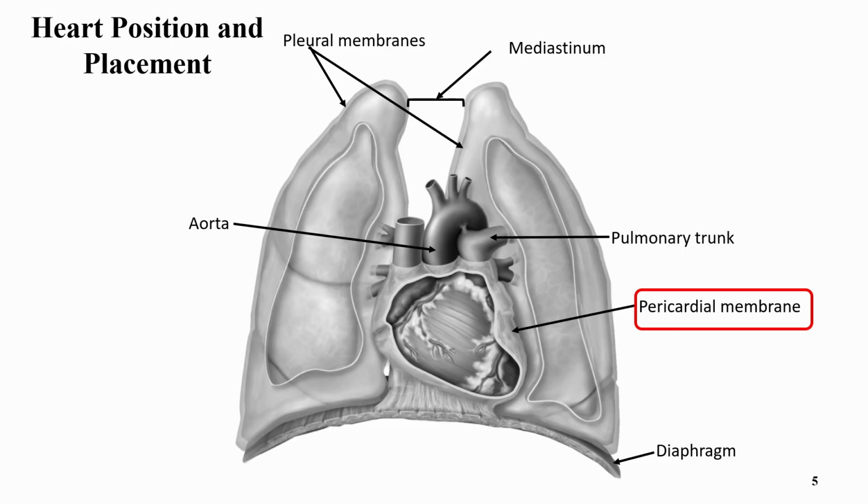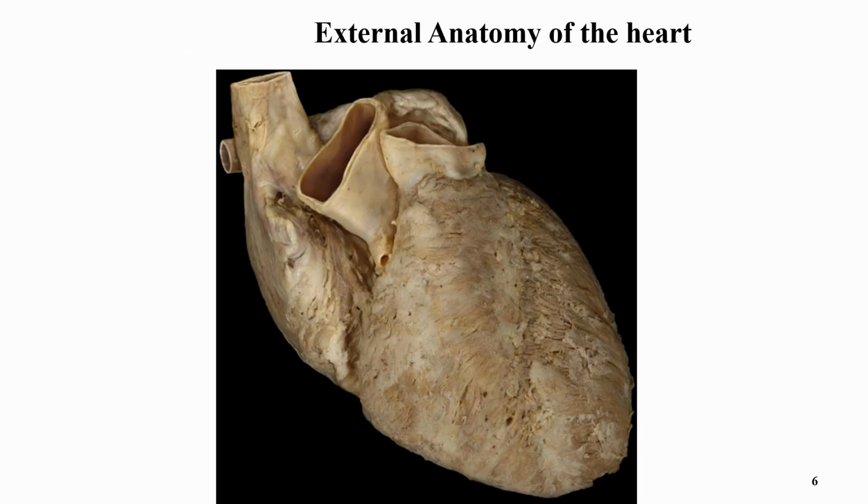The pulmonary trunk, of course, the heart sits in the pericardial membrane. The pulmonary trunk, the aorta, those are vessels you need to know. So if I look at this, first the question is, how is this oriented? Is this oriented anterior, or is this the posterior side? Well, how do you know?